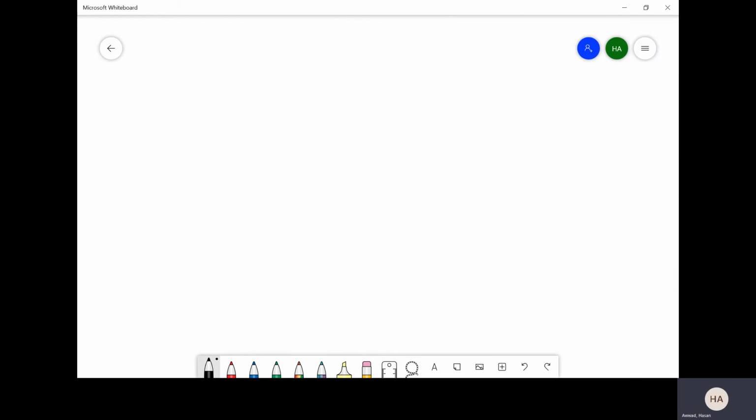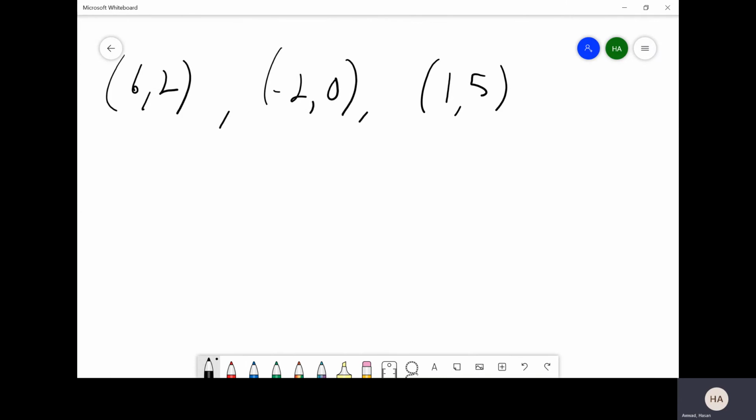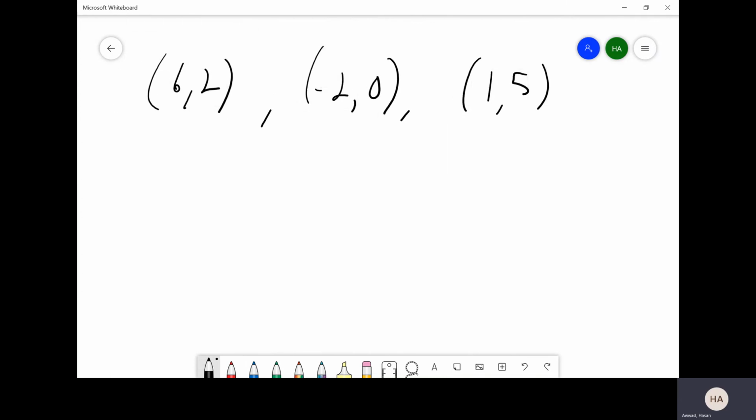Okay, so with all of that being said, I want you guys to do the exact same thing with the following coordinates. There's a triangle with the following vertices. We'll say 6, 2, negative 2, 0, and 1, 5. Given these three points of the triangle, I want you to go ahead and see whether or not this is a right triangle.